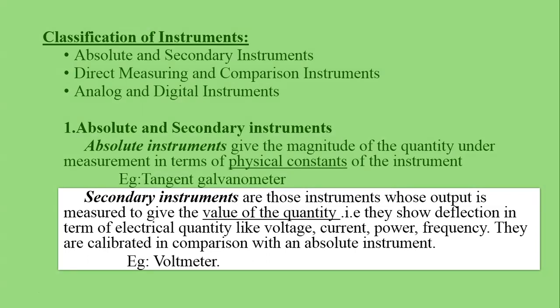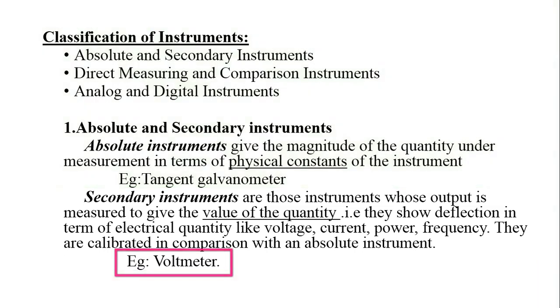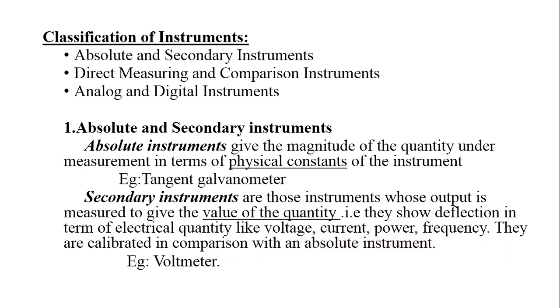Secondary instruments are those instruments whose output is observed directly to give the value of the quantity. An example of this is the voltmeter. A voltmeter is an instrument to measure voltage. Directly the pointer will be pointing to the value, so you can directly note down the value of the voltage, whereas in an absolute instrument, that is the tangent galvanometer, we measure the current by the tangent of the deflection.